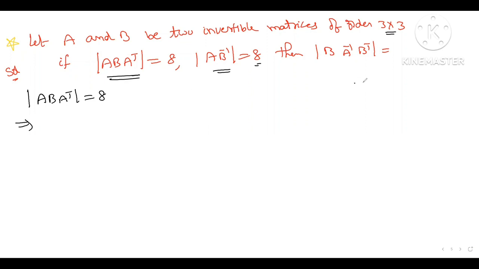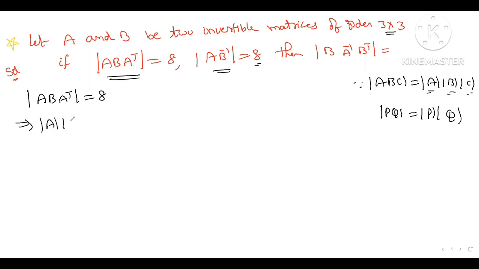So this we have one formula. Det of ABC is equal to det A into det B into det C. So det PQ is equal to det P into det Q. Now we should apply first formula, det of ABC, det of A into det of B into det of C. We get here det of A into det of B into det of transpose of A is equal to 8. But here, det of transpose of A, det of A both are equal.